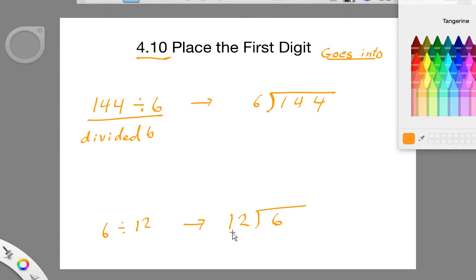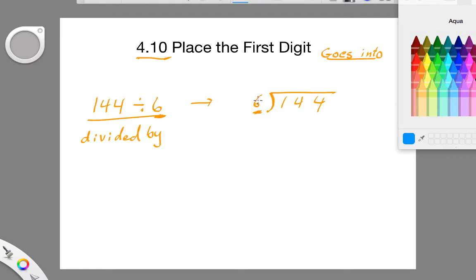So first of all, you need to understand it's not the small number that goes in front here. It's the second number. It's the number that it's being divided by. 144 divided by 6 is the same as how many times does 6 go into 144. So we just basically switch them. But you have to understand that these two numbers are the divisor. Okay, back to what we're supposed to be learning.